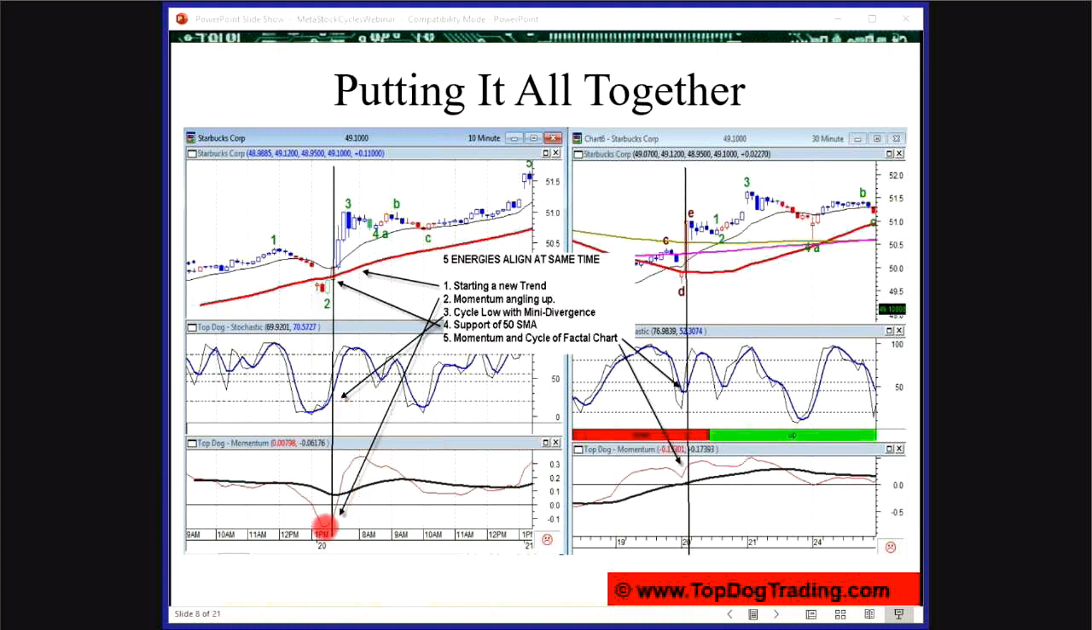Number 2, this is the momentum indicator that I use. All right, it's angling up, therefore strong trend. Okay, check off number 2. 3, now we've got a raging bull market. We're early in that raging bull market. So when do we want to get in exactly?